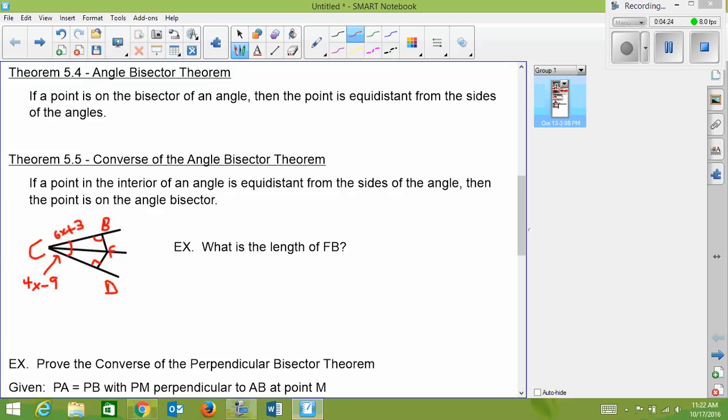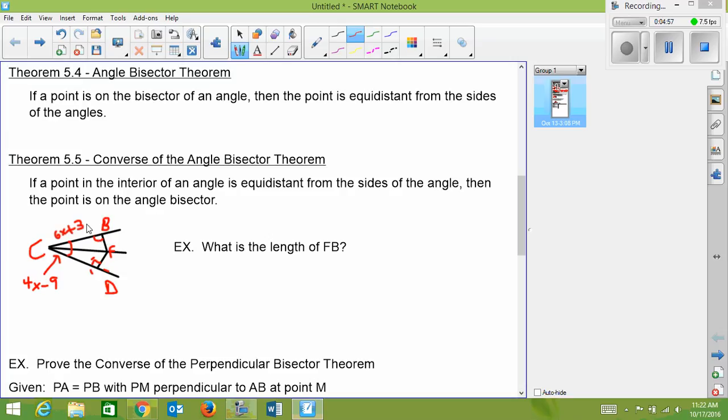So if I know that I have these right angles drawn right here, and right here, and I'm showing you that this one equals this one, okay? Then I know that C to B and C to D would be equal, and so that's where I can start to figure this out. The 6x plus 3 is from here to here.